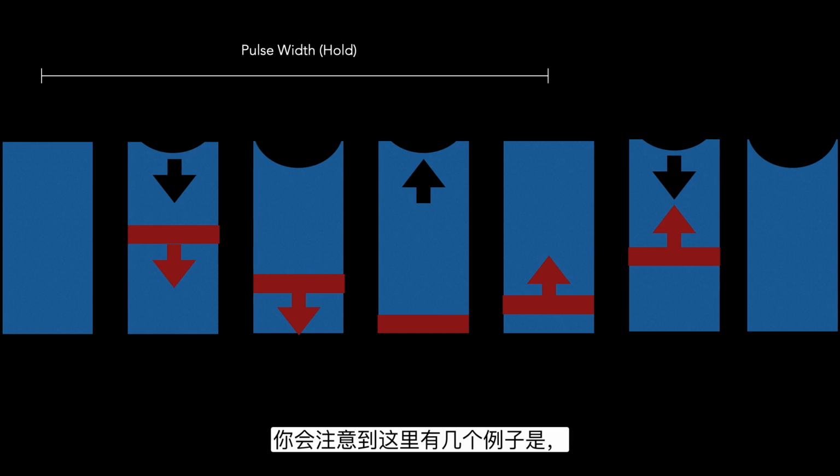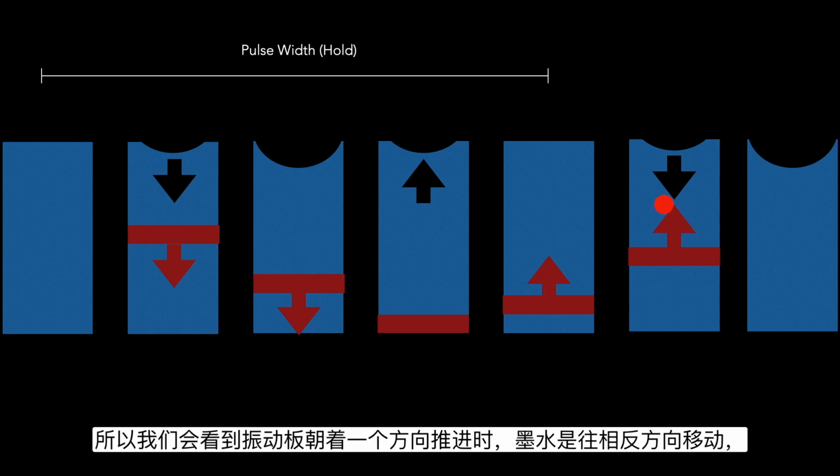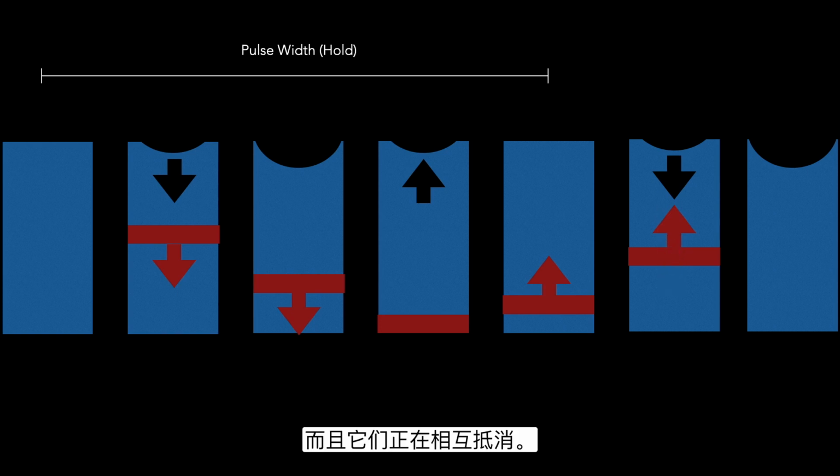What you'll notice is there are several instances where the ink is moving in one direction and the wall of the nozzle is moving in the other. So you've got pressures that are trying to fight against each other. Here's a great case. The ink is moving backwards because it's bounced off the wall, but the back wall of the nozzle has now started its next cycle and is pushing forward. So we've got the wall pushing in one direction and the ink moving in the other direction, and they're kind of canceling each other out.